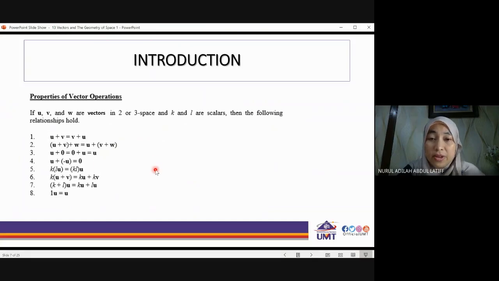Okay, as you can see, if the vector goes like this, and then negative u goes like this, it is obviously equal to 0. All right, the fifth one, KL, where K and L are scalars, times U, is equal to K times L, times the vector U. The sixth one, K(u plus v) is equal to Ku plus Kv. All right, the seventh one, (K plus L) times U is equal to KU plus LU. And the eighth one is 1U is equal to U, which is 1 unit vector.